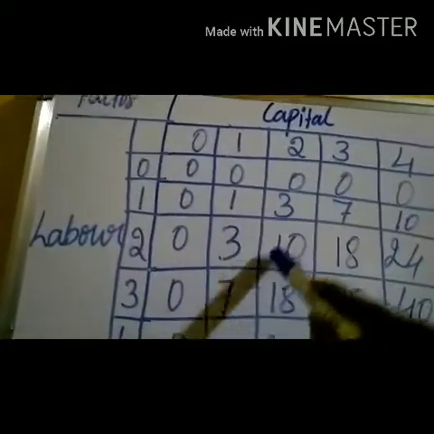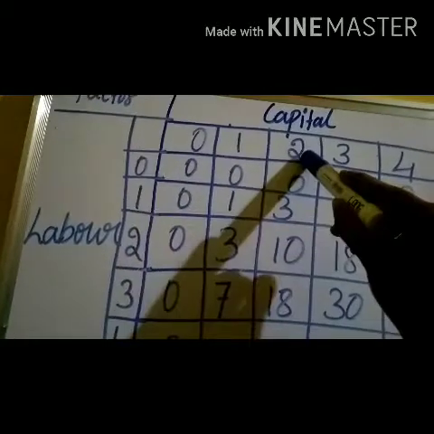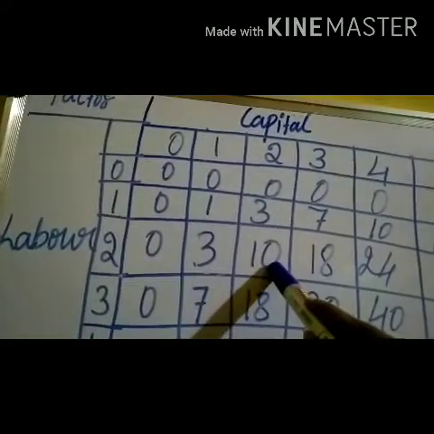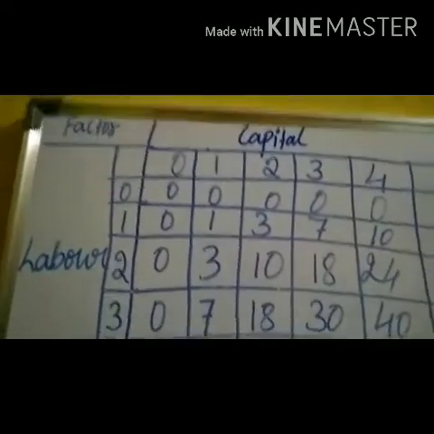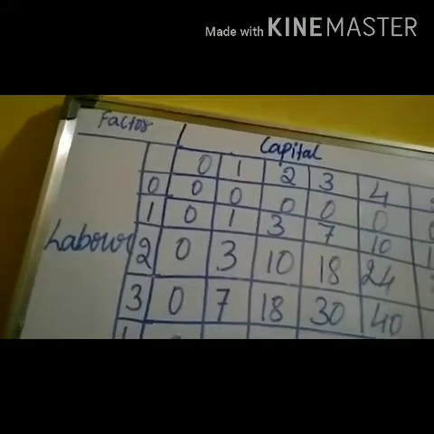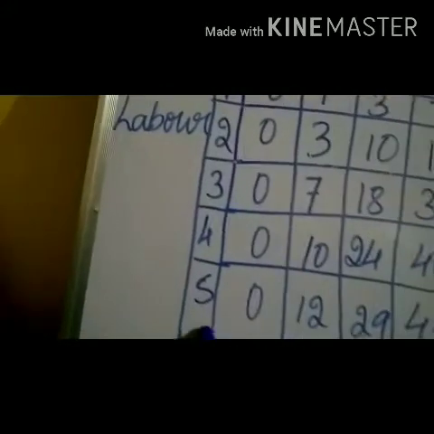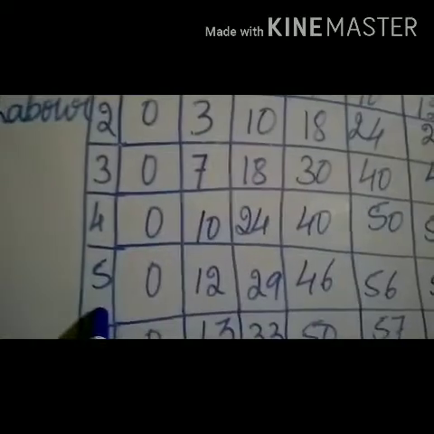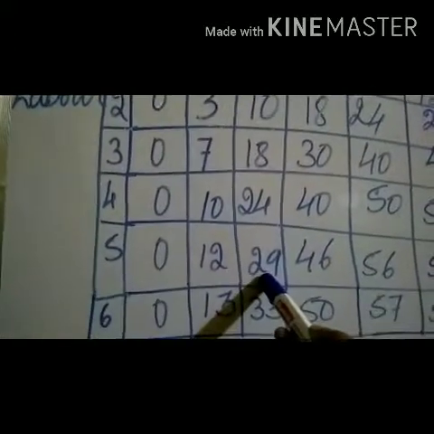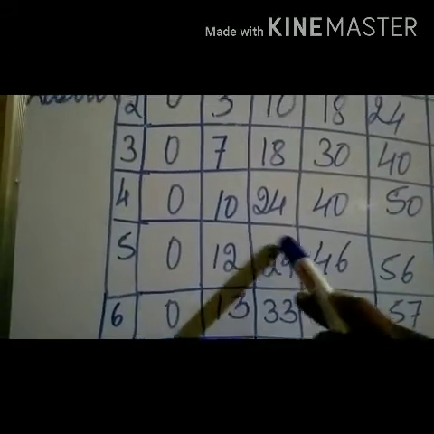Okay, so this is indicating the maximum level of output we get when we opt for these combinations. Now if it is a labor intensive country, we take more labor and minimize capital. For example, 5 units of labor and 2 units of capital, the output will be 29 units.